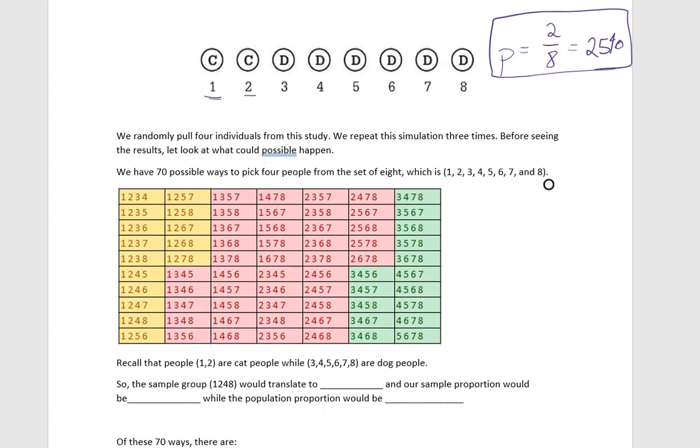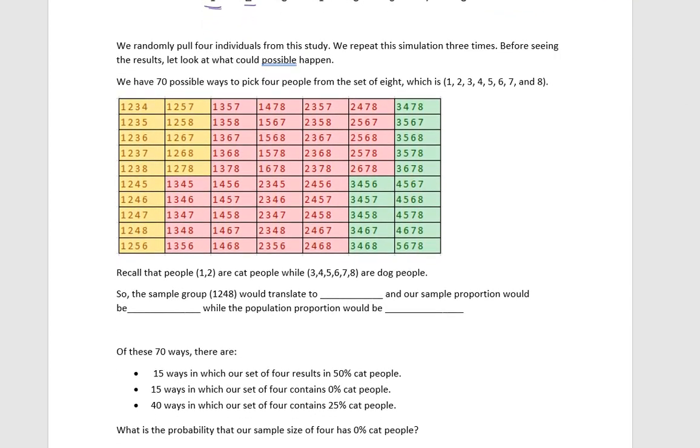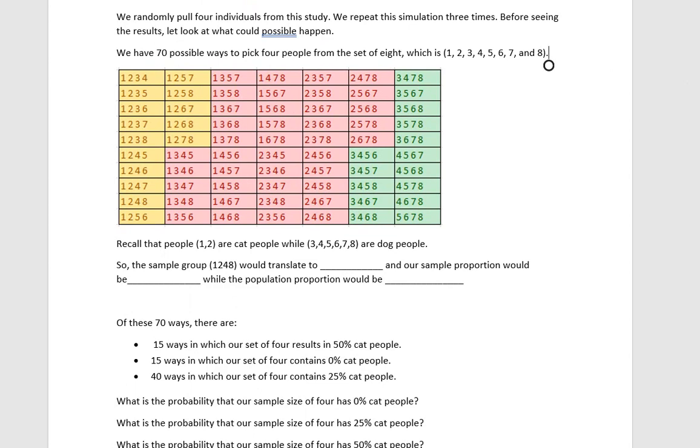Now what we want to do is randomly pull 4 individuals from this population. Okay? We're going to do it over and over again, and let's see what could happen. So there are actually 70 different ways to pick 4 people from the set of 8, and they're listed right here. So just to recall, if we have the sample group and we randomly pull person 1, 2, 4, and 8, this would translate to a cat, cat, dog, dog person, and our sample would tell us that there were 50% cat people, but the actual population would be 25%.